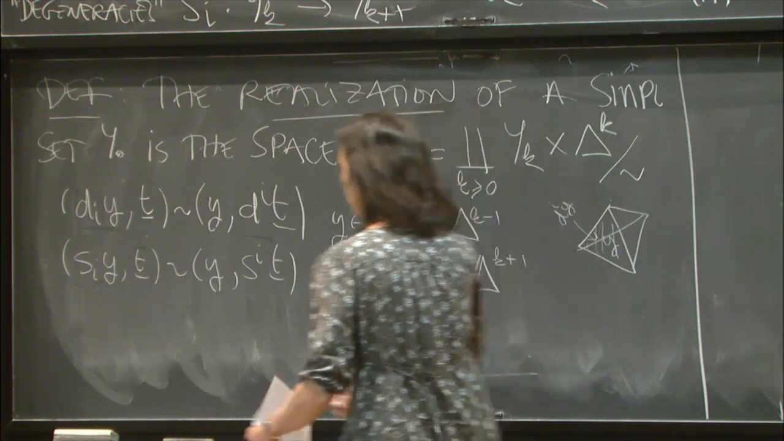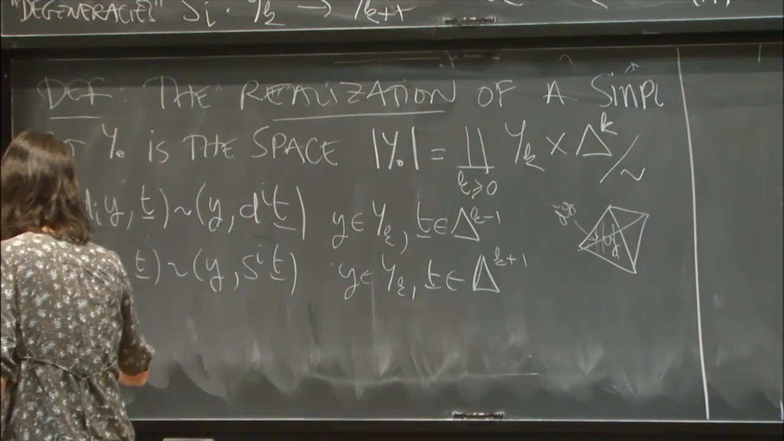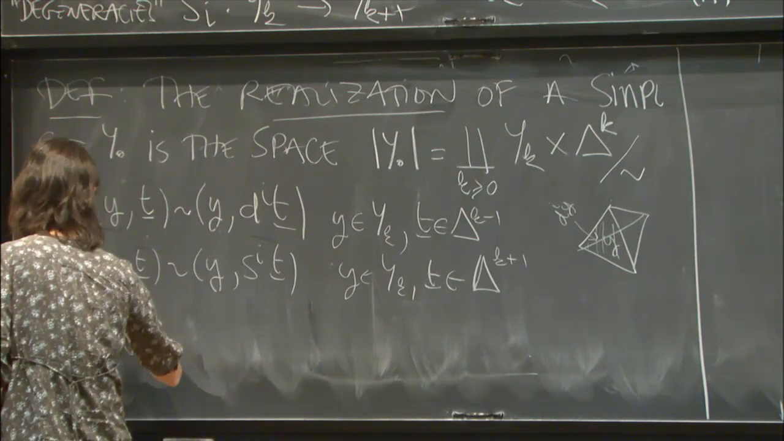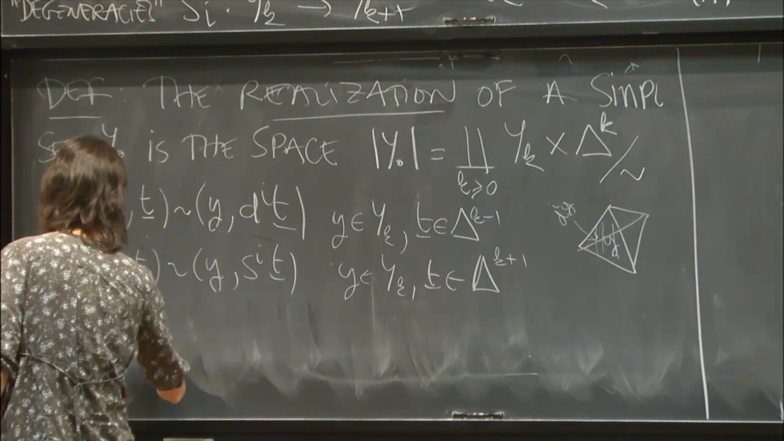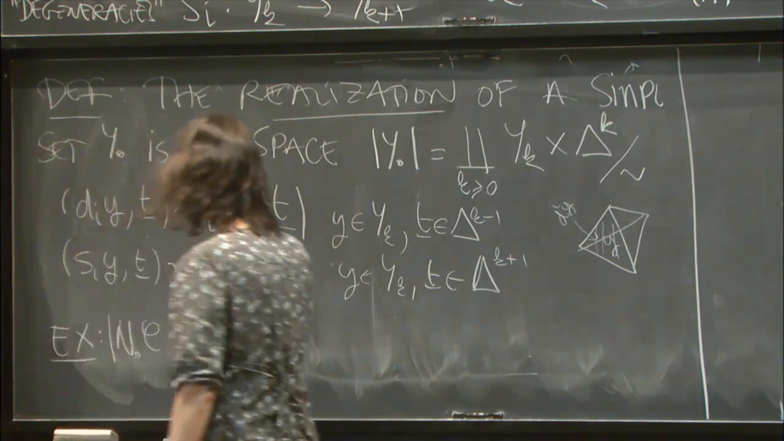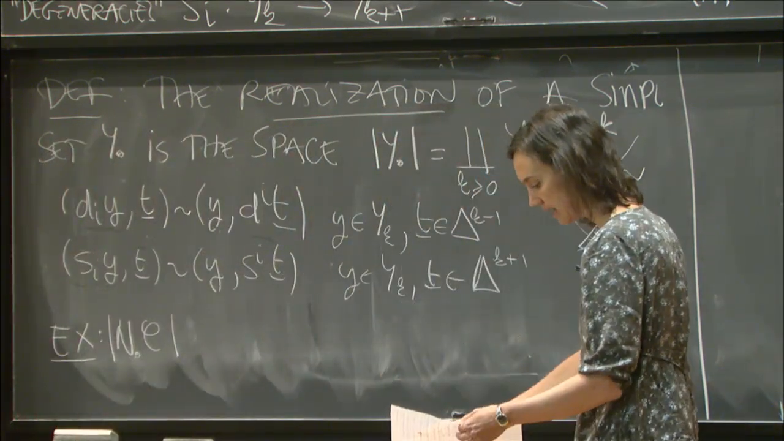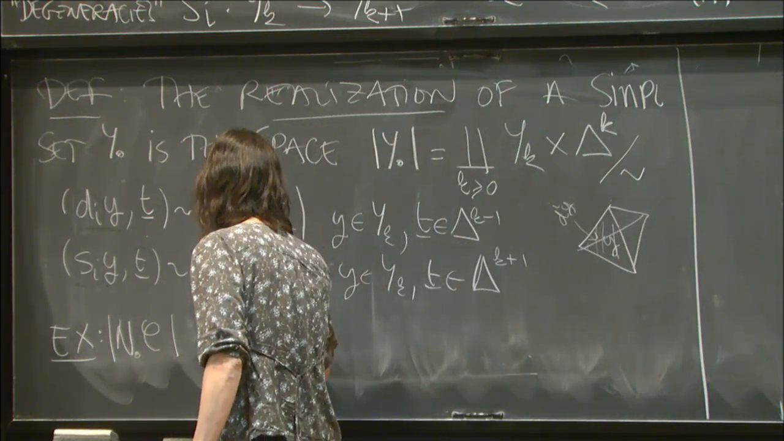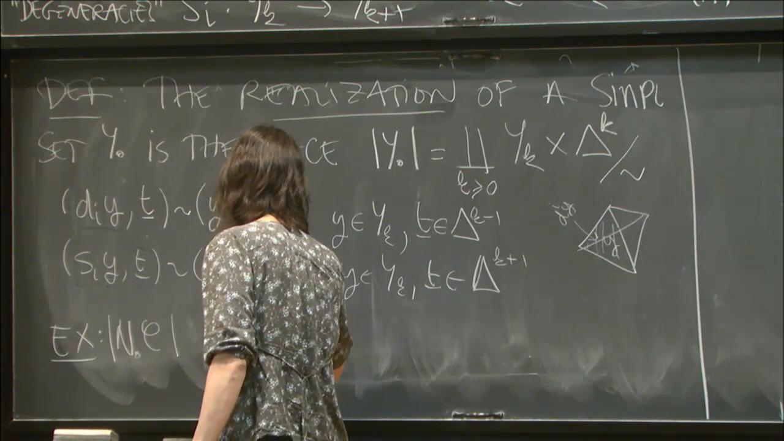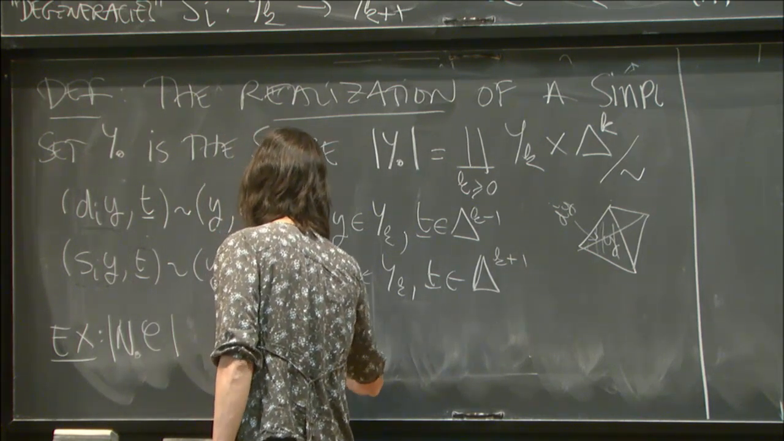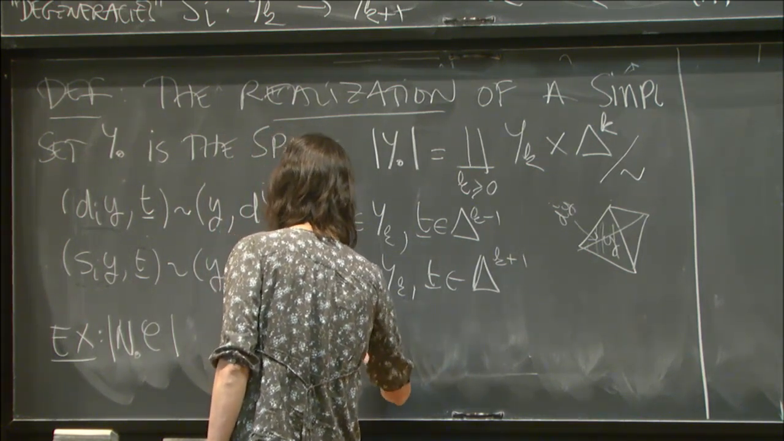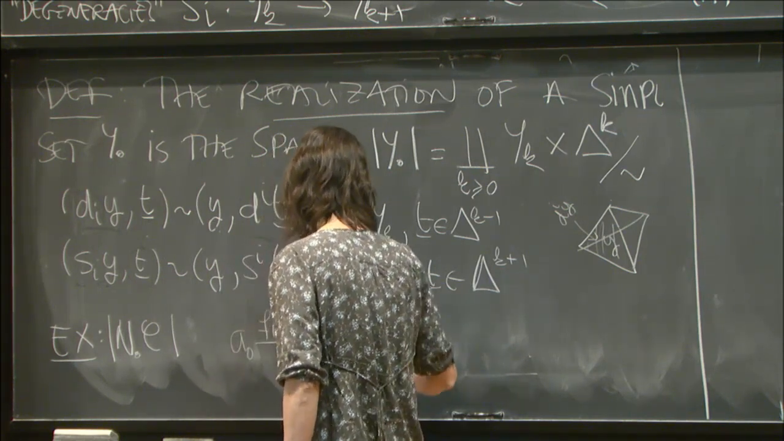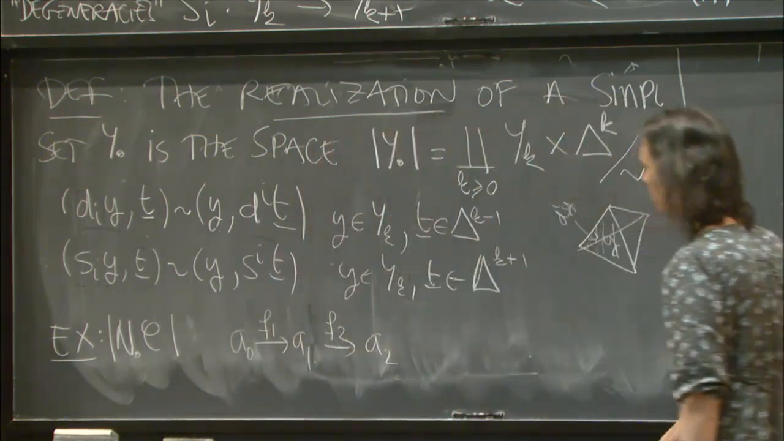An example: if we take the nerve of a category C and take the realization, then whenever I have a 2 simplex, for example, A0, A1, A2 with morphisms f1, f2, like this.